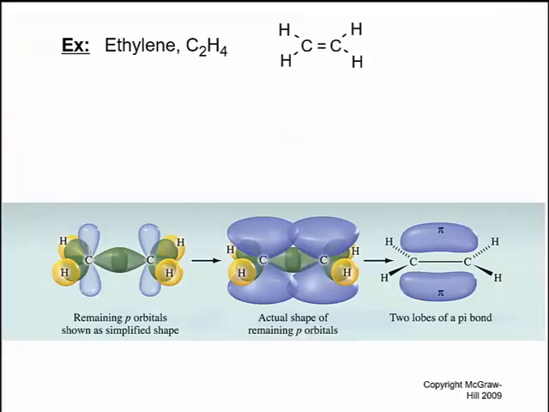All right, so for ethylene, which is C2H4, we've got this double bond in here, right? We've got this sigma bond backbone. There's a sigma between the carbon and the hydrogen, and between the carbon and the carbon, and between the carbon and the hydrogen, and the carbon and the hydrogen, right?